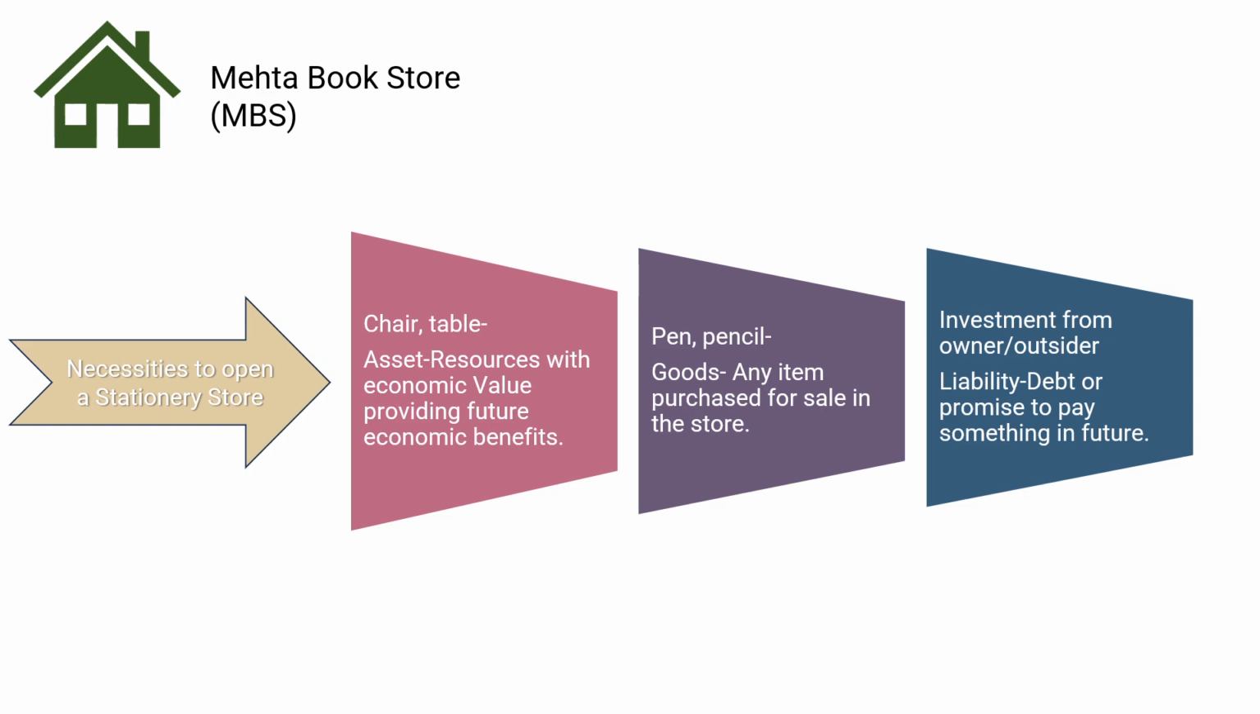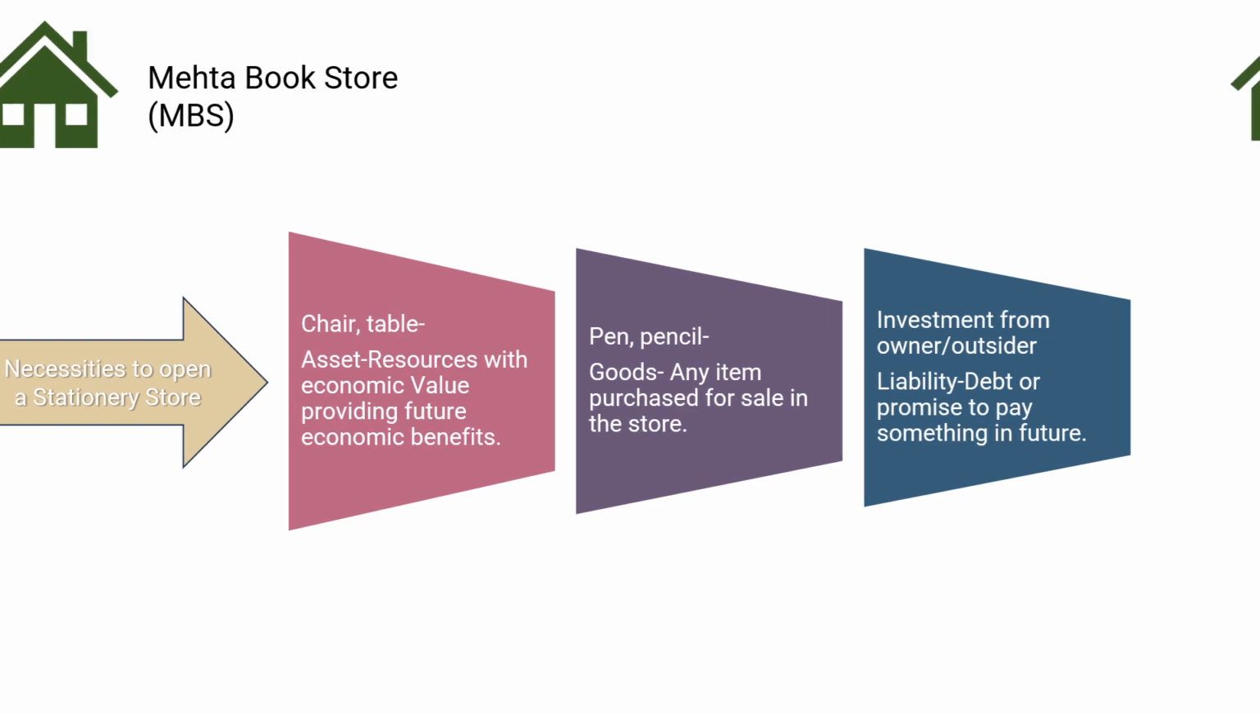Because Mehta bookstore and Preksha are both separate persons. In the same way, Mehta bookstore and Mr. Mehta are separate persons. So any amount which is given to Mehta bookstore will be returned back and hence considered a liability, which is a promise to pay something in future. Okay.